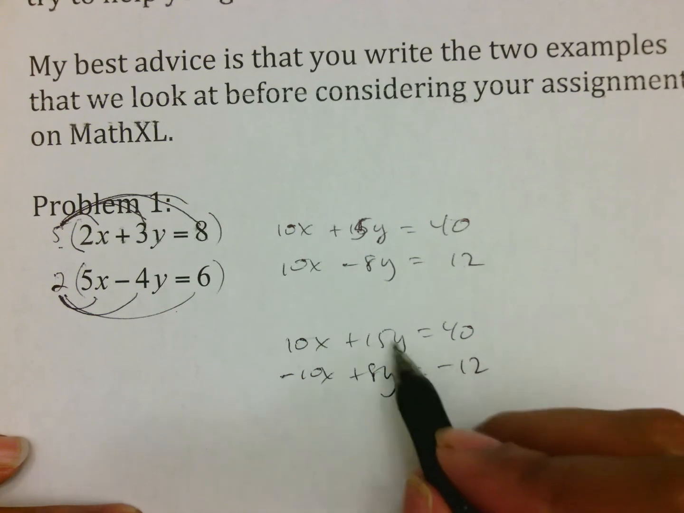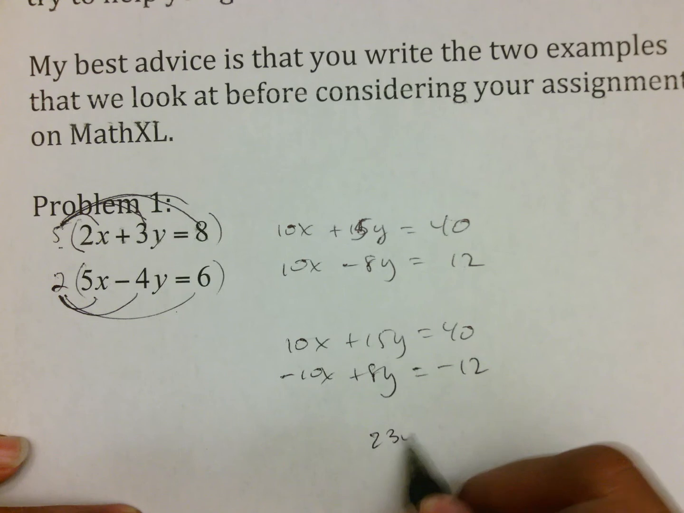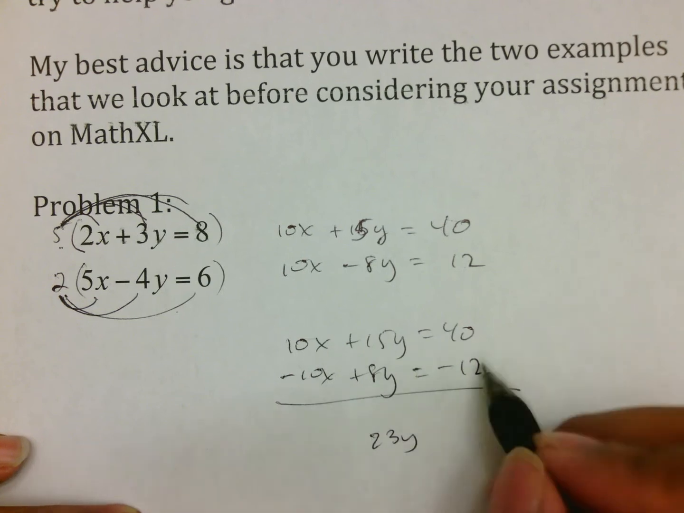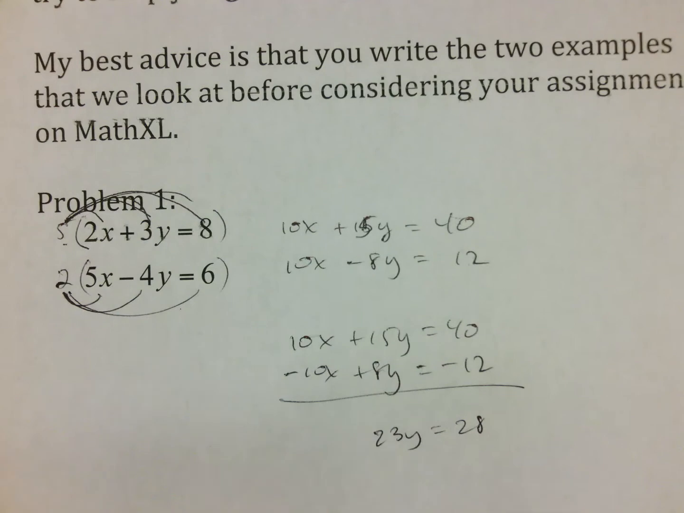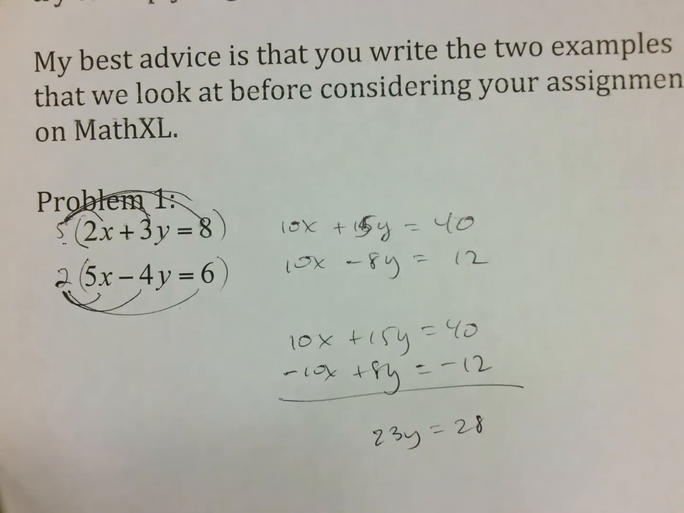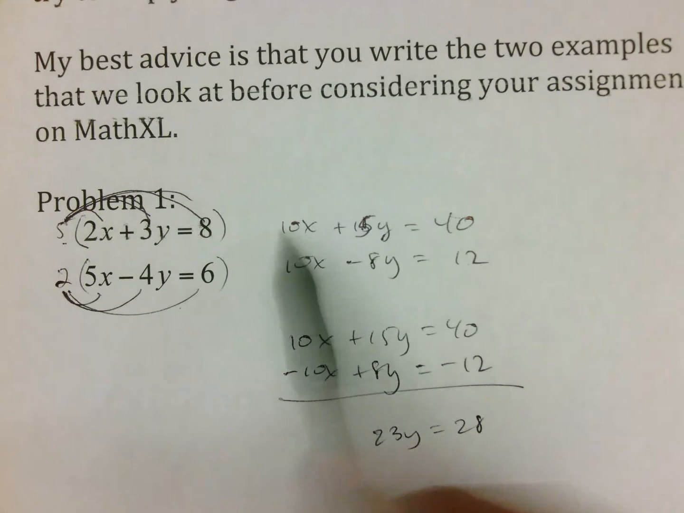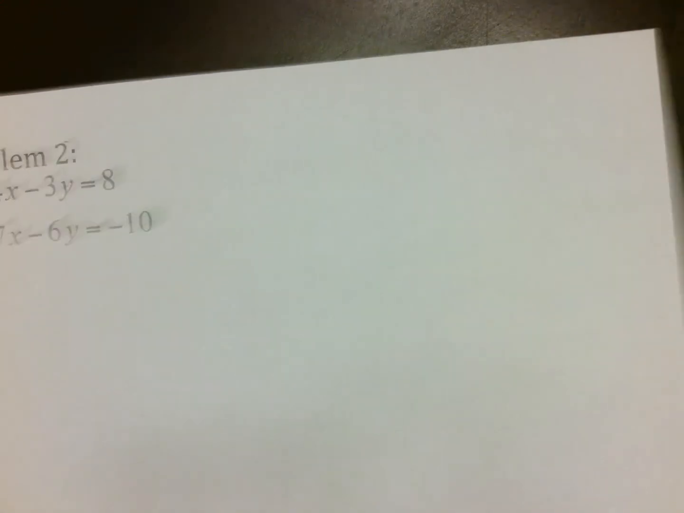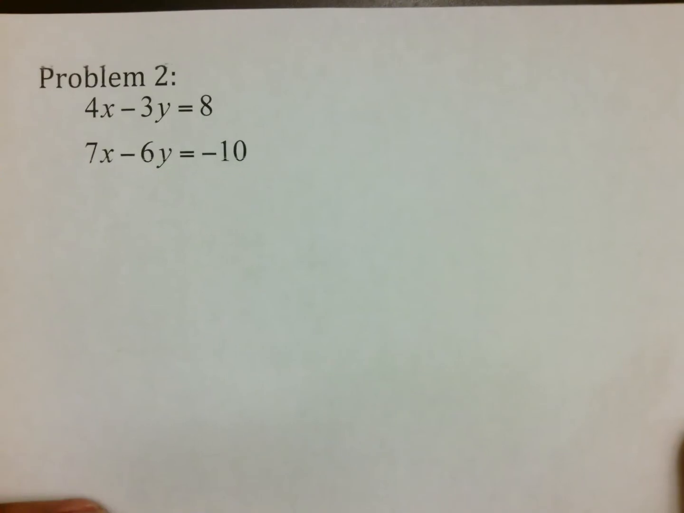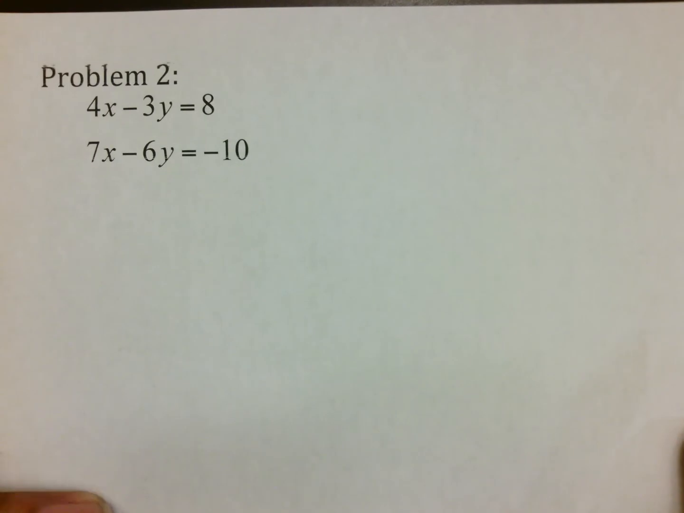Well, the 10x's cancel. 15 and 8 make 23y. And then 40 minus 12 is, I think, 28. And that is all you have to do on today's work. Again, figure out what the numbers are, distribute those numbers, switch the bottom row or rewrite it as it is, and then add your terms up to make sure everything is where it's at. Alright? So again, looking at this, your only job is those 1, 2, 3, 4 steps.